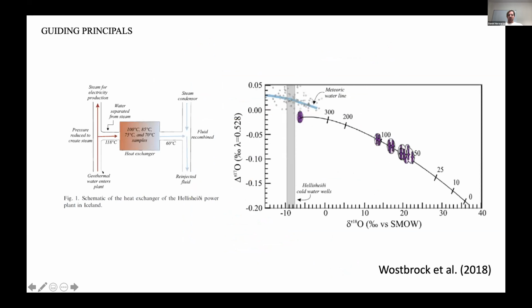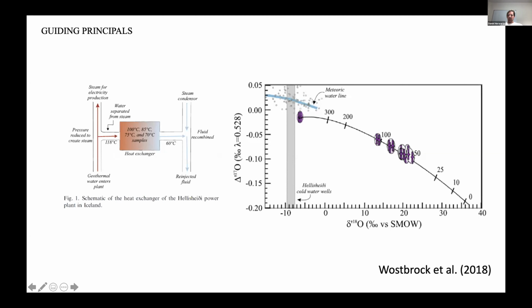This is another example for equilibrium. Jordan Wostbrook analyzed water and silica samples from a geothermal power plant in Iceland. The geothermal waters enter a heat exchanger, and in the heat exchanger we have deposition of silica. Jordan Wostbrook measured the water, which falls below the meteoric water line, and then the silica samples fall on a nice equilibrium line at the expected temperatures, obviously in equilibrium with this water.